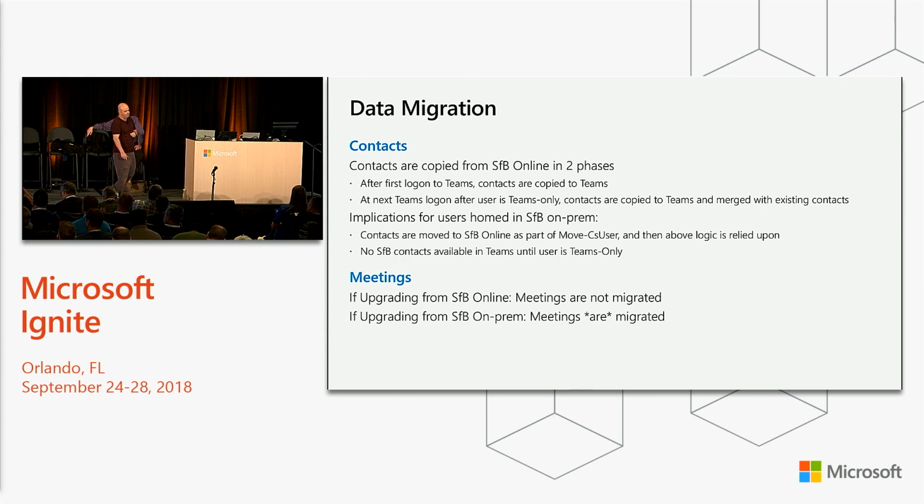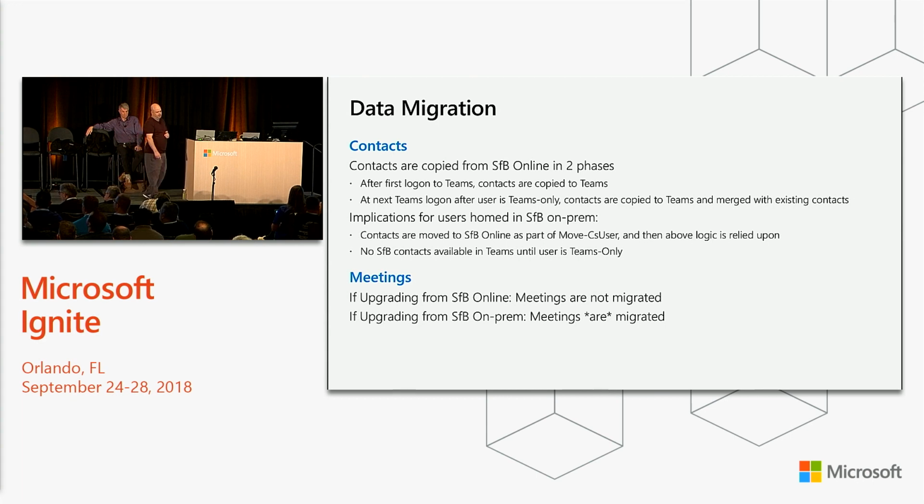What does this mean for somebody who's coming from on-prem? It means when they first log on to Teams, they are not going to have the contacts because it was looking in SFB online and they're not there. But when they are finally migrated over and they're Teams only, they will have them. That's because the functionality to move someone from on-prem into the cloud already, since Lync 2013, knows how to take contacts from on-prem and dump them into SFB online. And then the rest of this code picks up and pulls them over. So that's the main difference there. But at the end of the day, the contacts will get there either way.